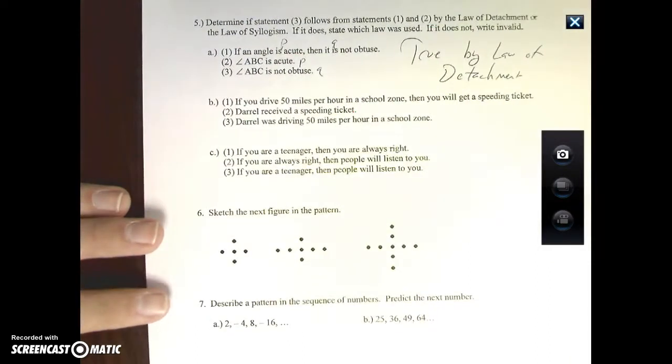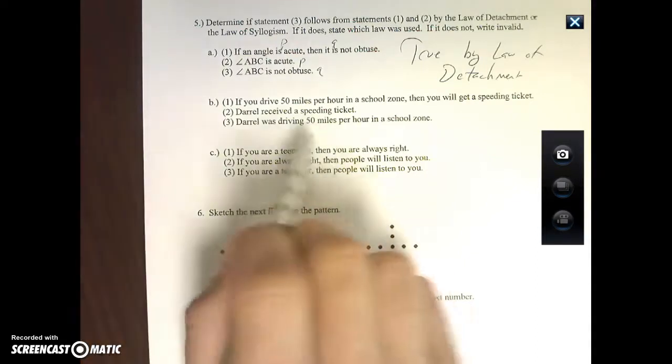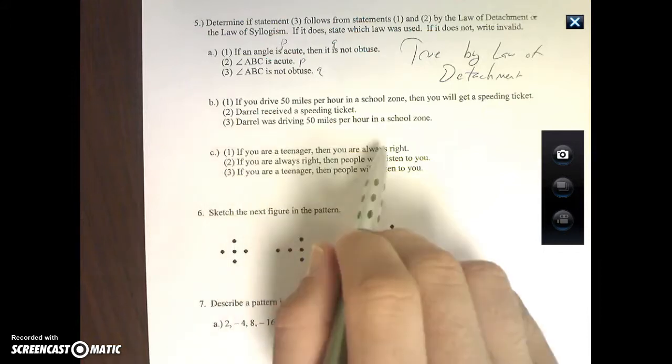Okay? Good. Number 2, or part B rather. If you drive 50 miles per hour in a school zone, then you'll get a speeding ticket. Holy crap, please don't ever do that. That's horrible. Number 2, Daryl received a speeding ticket. Number 3, Daryl was driving 50 miles per hour in a school zone.